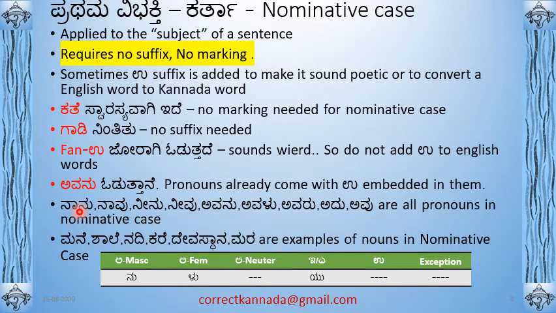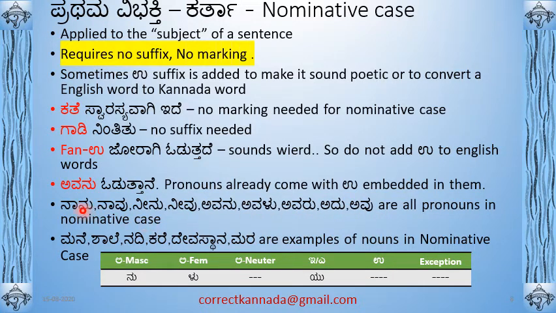Nanu means I. Navu means we. Ninu means you. Nivu means you all, plural. Avanu means he. Avalu means she. Avaru means they, plural. Adu means that. Avu means those, plural of that. This is the neuter gender. Okay, these are all pronouns in nominative case.